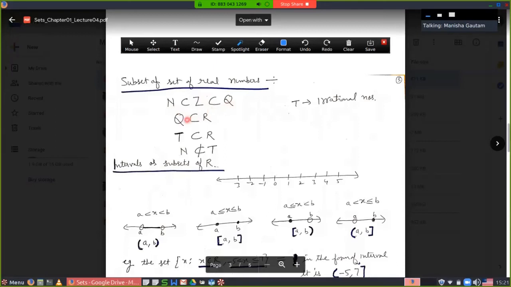Now come here. Rational numbers are a subset of real numbers. Irrational numbers are a subset of real numbers. Natural numbers are not a subset of irrational numbers.